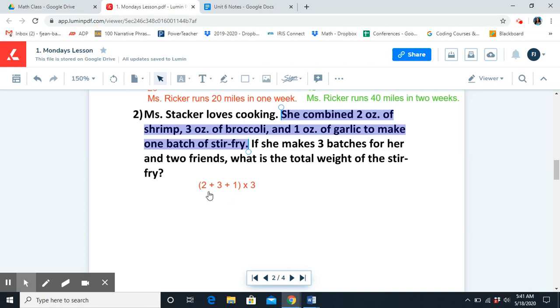So we're first going to add the 2 ounces of shrimp, 3 ounces of broccoli, and 1 ounce of garlic. We get 6. 6 multiplied by 3 is 18. So the total weight of the stir fry is 18 ounces.